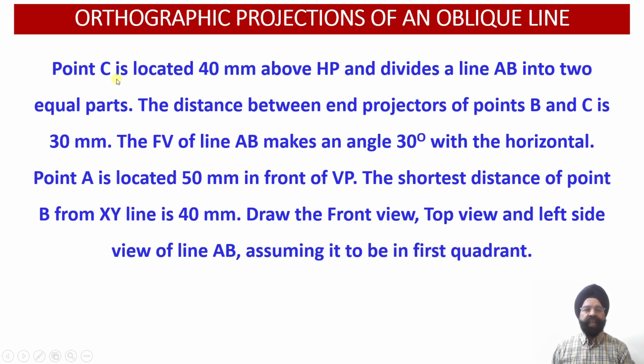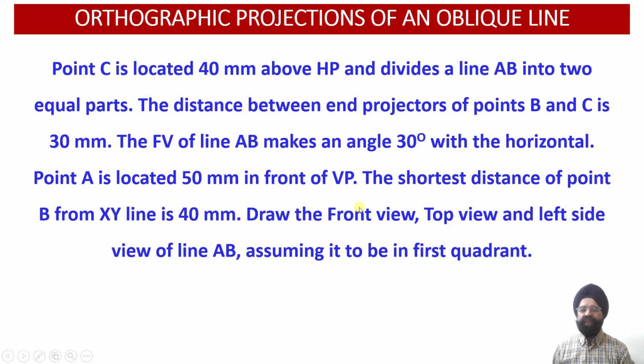Point C is located 40 millimeter above the horizontal plane and it divides the line AB into two equal parts. The distance between the end projectors of the points B and C, measured parallel to the XY reference line, happens to be 30 millimeter. The front view of the line is making an angle of inclination of 30 degree with respect to the horizontal plane. And point A is located at a distance of 50 millimeter in front of the vertical plane.